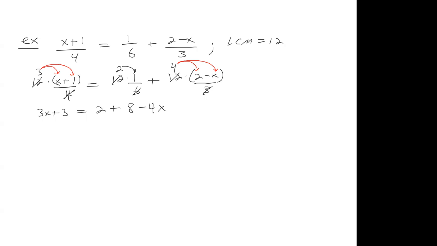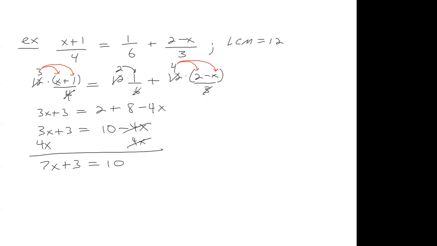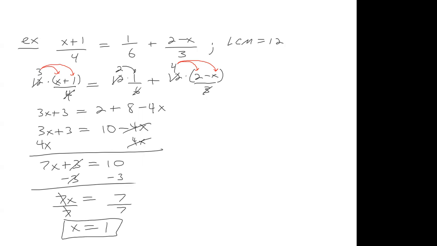Combining a couple like terms here, I can combine the 2 and the 8 on the right. I'm going to add 4x to both sides to get rid of that appearance of x. So that gets me 7x plus 3 equaling 10. Now I'll take this 3 away here, and I get 7x equaling 7. Dividing both sides by 7, I get x equals 1 in the end.